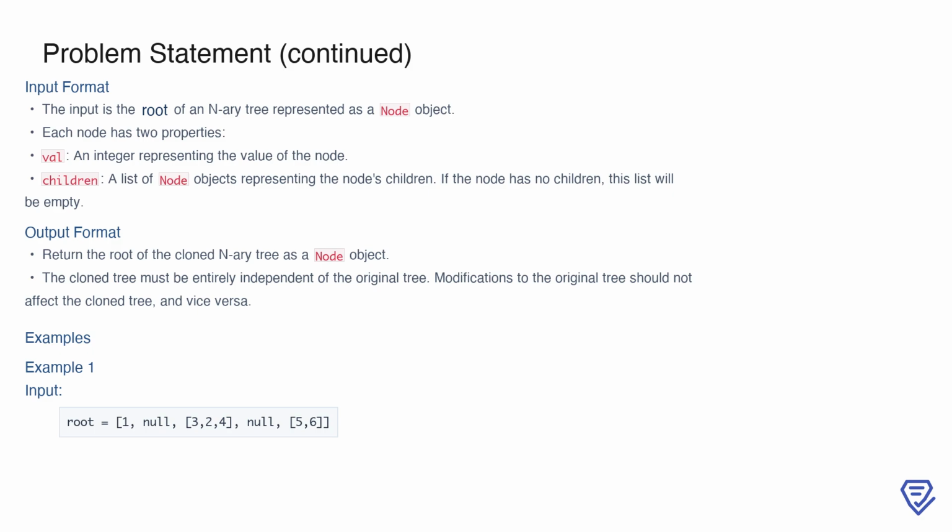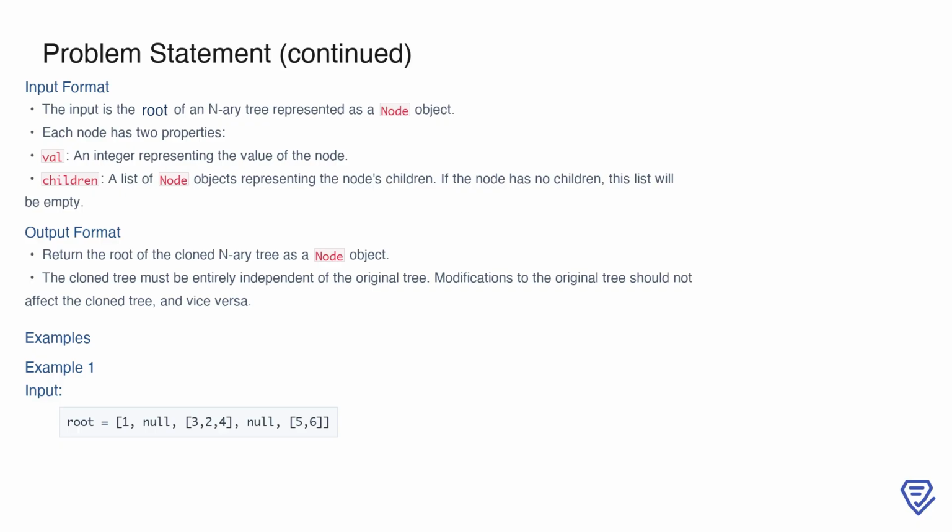Each node in this tree will have a val attribute, which contains an integer representing the value of the node, and a children attribute, which is a list of node objects representing its children. If a node doesn't have any children, this attribute will simply be an empty list. The output of your function should be the root node of the clone tree. The clone tree should be a deep copy, meaning that any changes made to the original tree should not affect the clone tree, and vice versa.